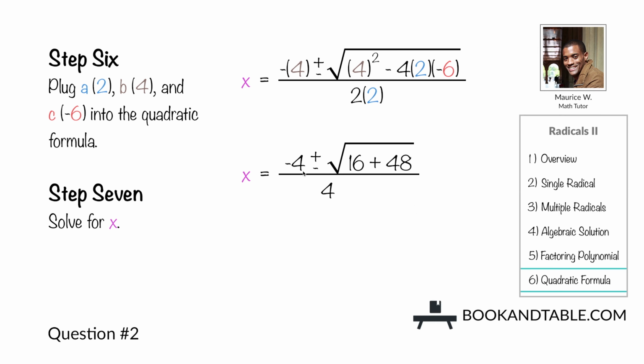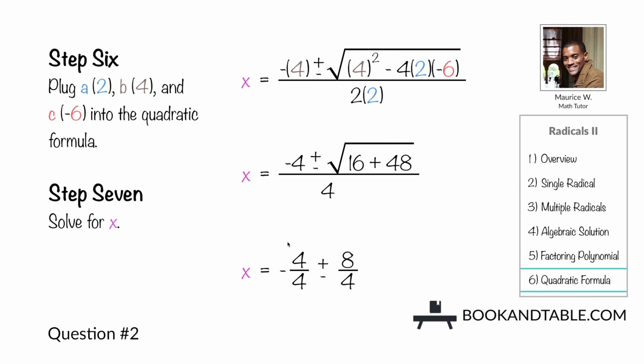Negative 1 times 4 is negative 4. 2 times 2 is 4. Plus or minus the square root of 4 squared, which is 16. Negative 4 times 2 is negative 8. Negative 8 times negative 6 is positive 48. 16 plus 48 is 64. So we wind up with negative 4 over 4, plus or minus the square root of 64 over 4. The denominator goes here and here. We can evaluate this term further. The square root of 64 is 8.